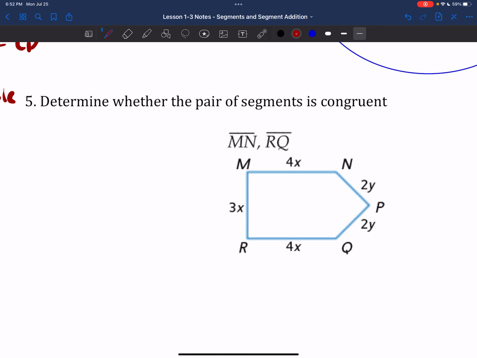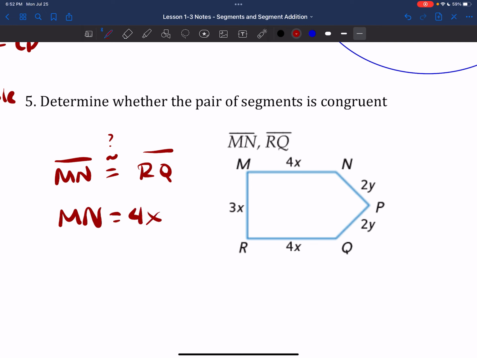Last problem, it says determine whether the pair of segments is congruent. Looking at line segment MN and RQ, are these congruent? Well, we know that MN is 4x, and we know that RQ is also 4x just by looking at this. Here's MN and here's RQ. Are these congruent? Here's 4x and here's 4x.